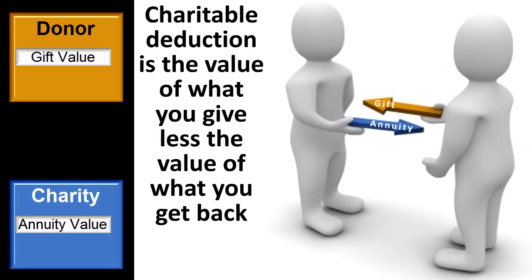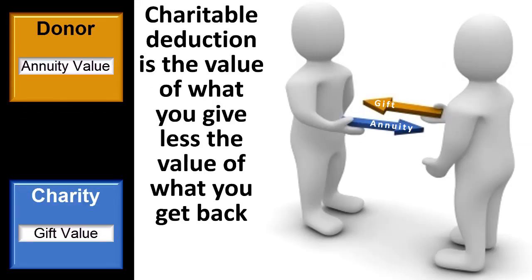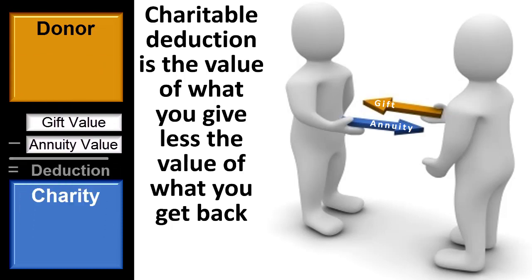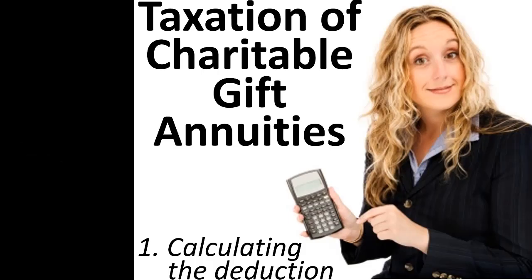As in the example for a single life annuity, once we know the value of the annuity given by the charity, we are able to calculate the tax deduction. The deduction is the amount given by the donor to the charity, less the value of the annuity given by the charity to the donor. This has been Taxation of Charitable Gift Annuities, Part 1, Calculating the Deduction.